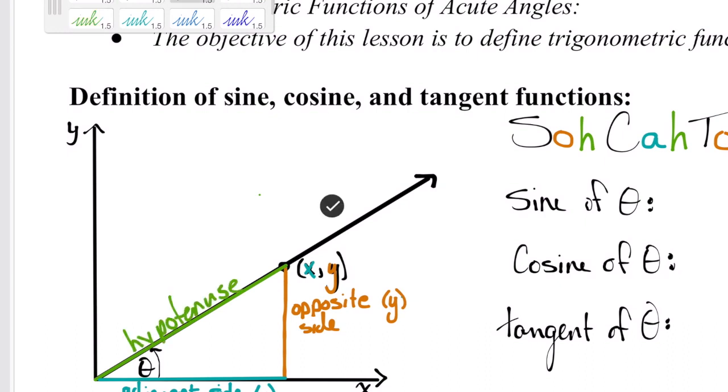And then my hypotenuse. This is across from my 90-degree angle, so opposite the 90-degree angle that I made whenever I dropped the line down. And typically when we're looking at this, we're going to be using the letter R.